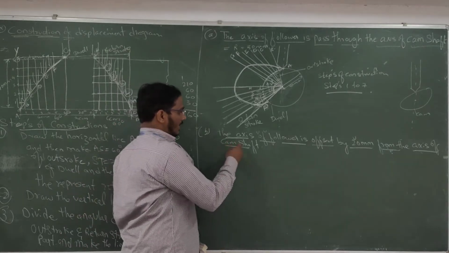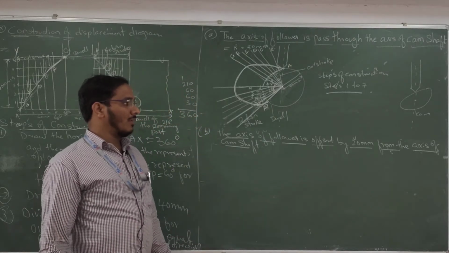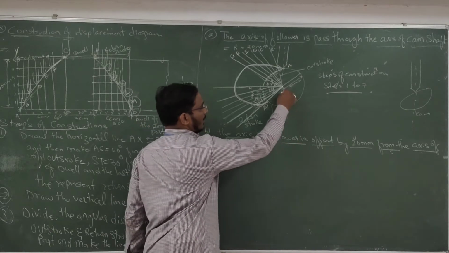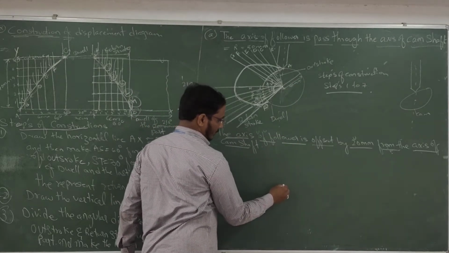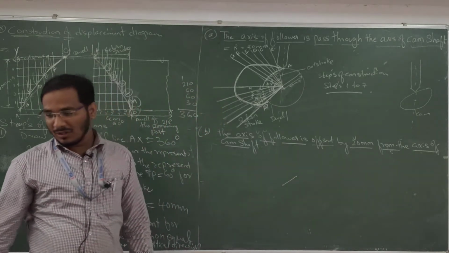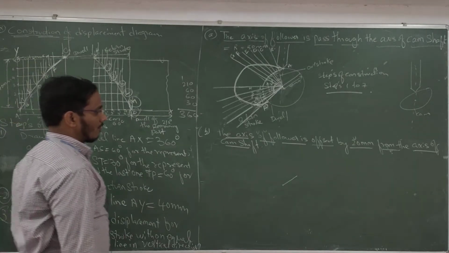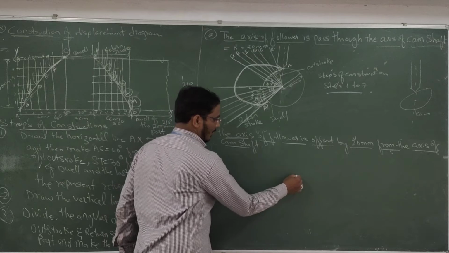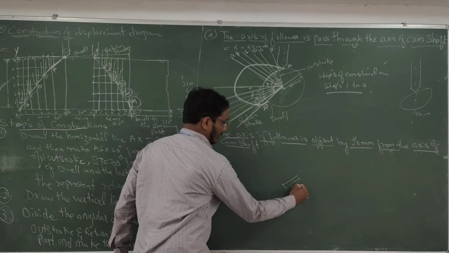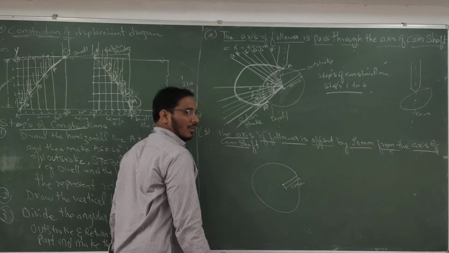Then next, the other figure is where the axis of the follower is offset by 20 mm from the axis of the camshaft. Here again I am taking 50 mm, this is your 50 mm radius of the cam. Draw the circle.